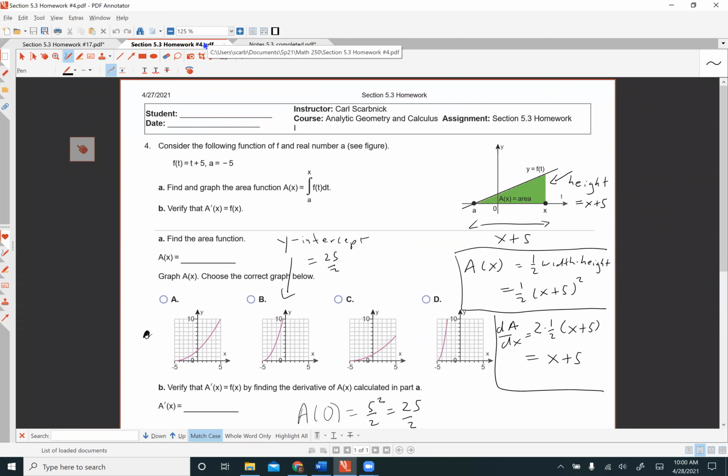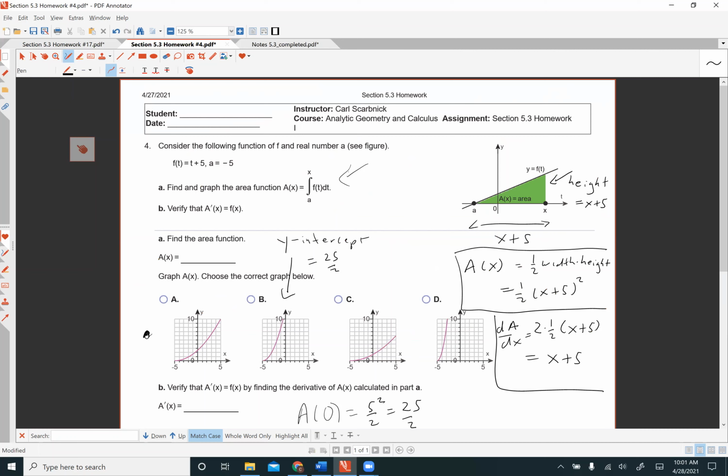Okay, but let's just look at this one problem here. This is also from the homework. Consider the following function f and real number a. First it says find and graph the area function A of x, and the graph is the line. The function is the line t plus 5, and we're going to start at a equal to negative 5. So we have this integral right here, and we want to know the area bounded from a equal negative 5 to some point t.